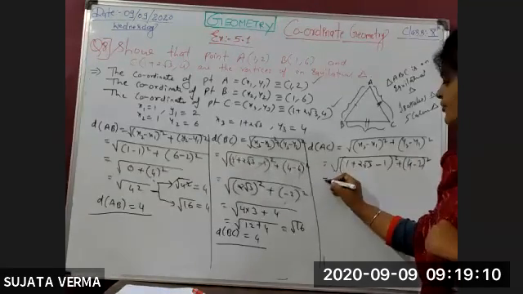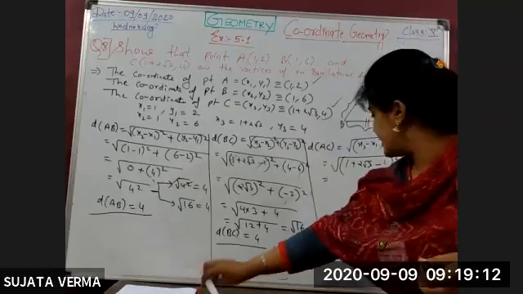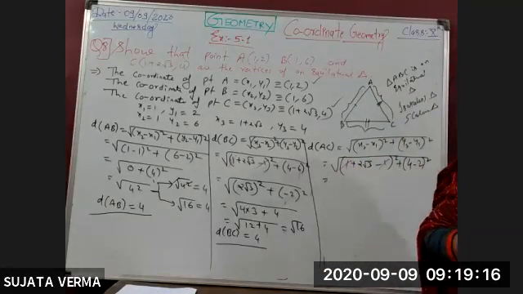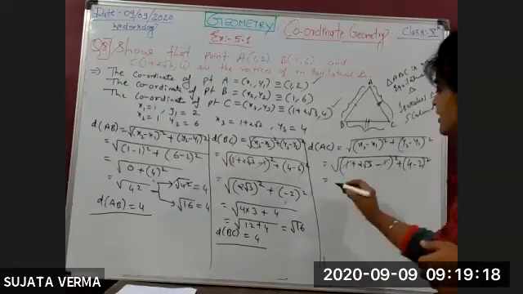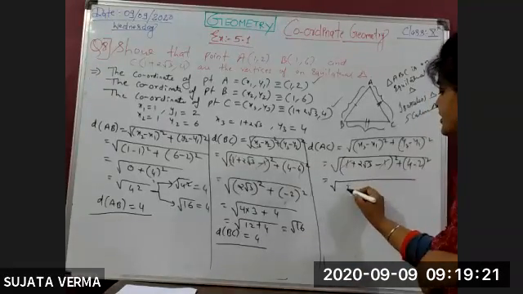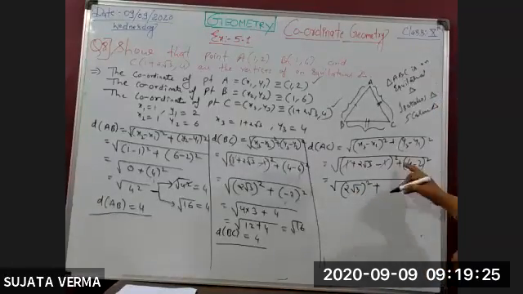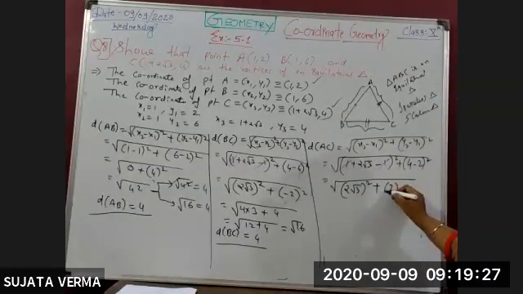Clear? Now solve. Again in this question, plus 1 and minus 1 get cancelled. What remains? Under the root, we get (2 root 3) square plus 4 minus 2, which is equal to 2, square.